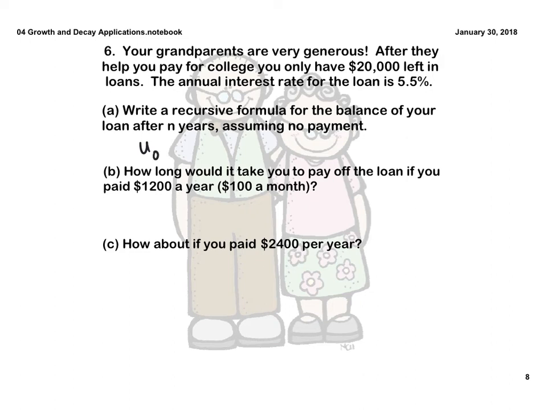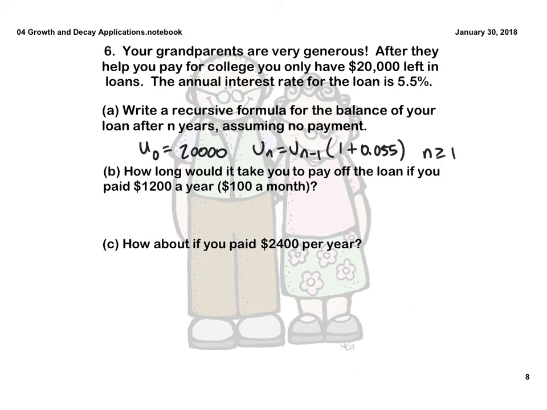So that means that u sub 0 is equal to 20,000, and u sub n is equal to u sub n minus 1 multiplied by 1 plus 0.055. Whenever you have a loan, you have to pay interest on that loan in order to borrow the money from the bank or whatever the case may be. Again, this is an increase in value because the loan amount will increase unless you pay it off.